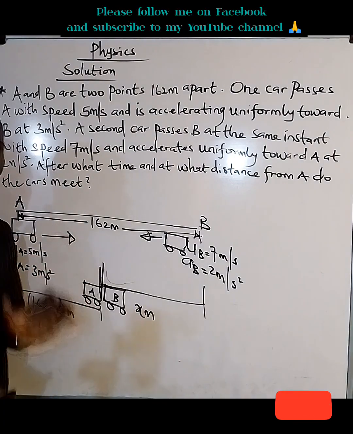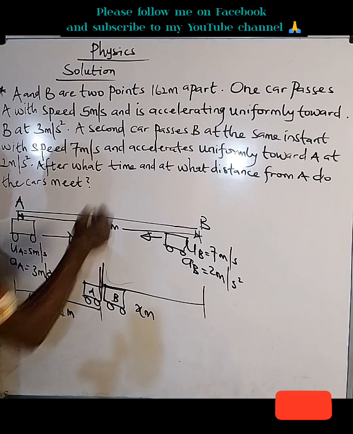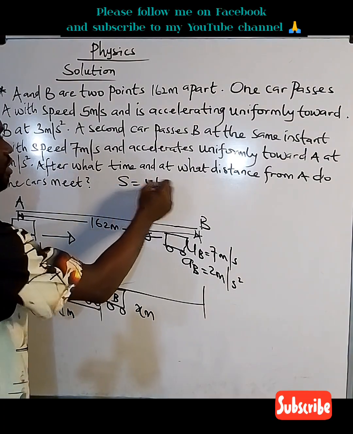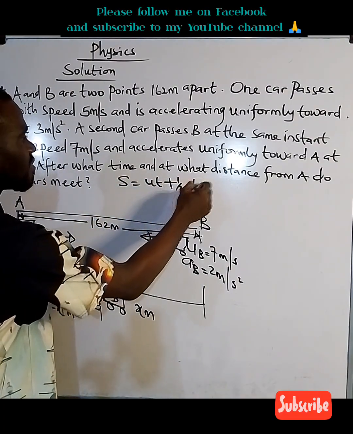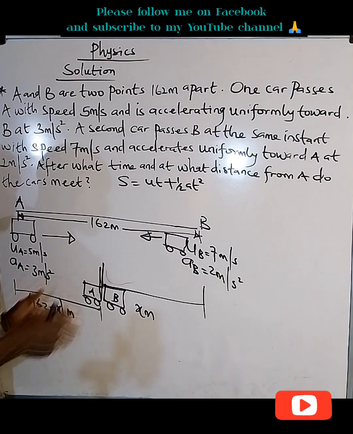The next thing we're going to do is use our equation of motion. And the best equation of motion to use is S equals UT plus half AT squared. So we're going to be using this equation of motion to solve this question.